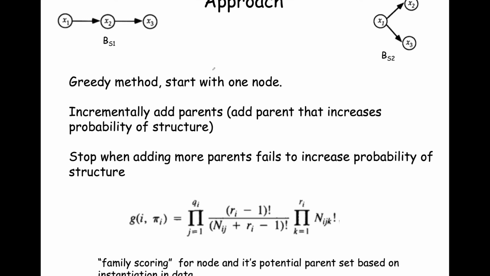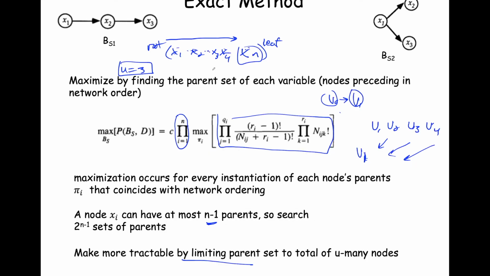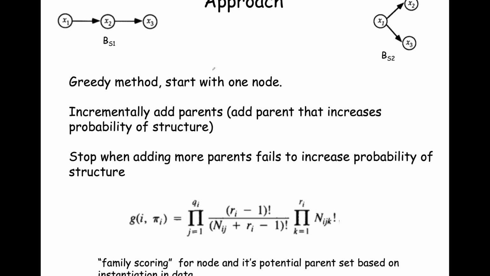And then as a greedy approach, you start with one node at a time, incrementally add parents to its parent set, and see at what point you maximize this inner expression related to the different parent instantiations of a particular node, one node at a time, in list order from left to right. And so you stop adding more parents when one of two things happens. It fails to increase that probability score, that's the inner expression for the structure, or you reach U, the limit on the number of parents you can have.